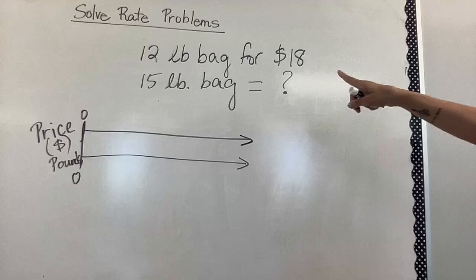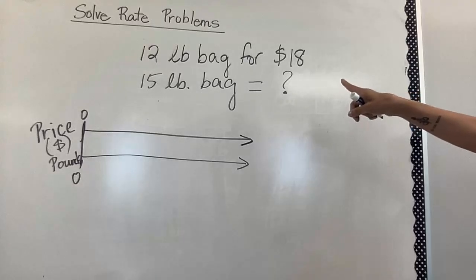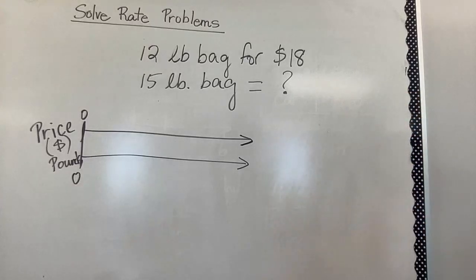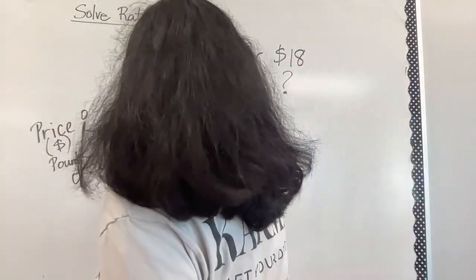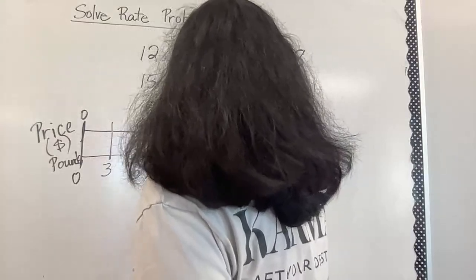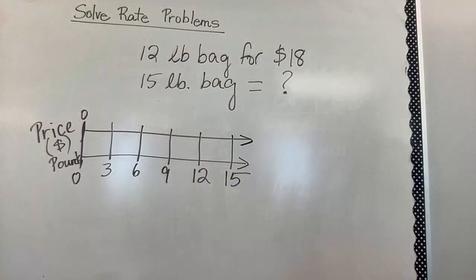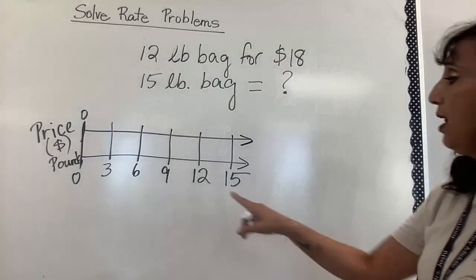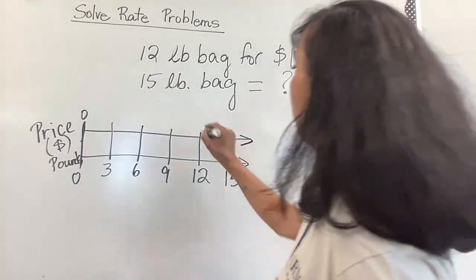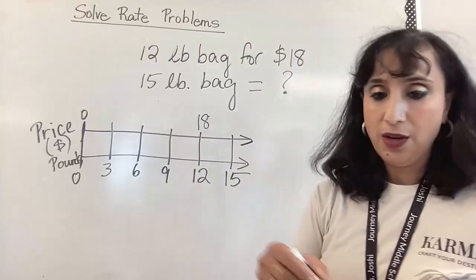Okay, since we're talking about the 12-pound bag over here, we are going to make equal increments. So let's do 3, 6, 9, 12, 15. I've just created this because ultimately we'll be going to 15 pounds. All right, and we mark the bottom. And then we know that the 12-pound bag costs how much? $18.